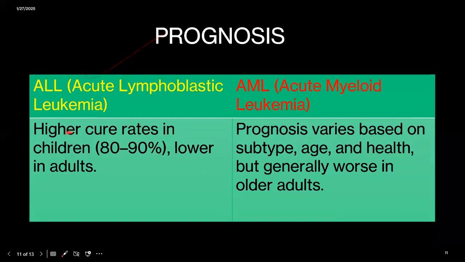For the prognosis, ALL has higher cure rates in children, 80 to 90%, and lower in adults. But in AML, it varies based upon subtype, age, and health, but is generally worse in older adults.